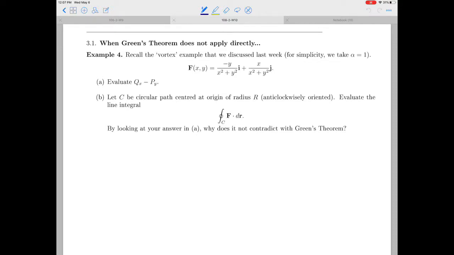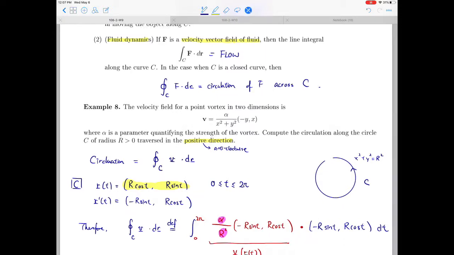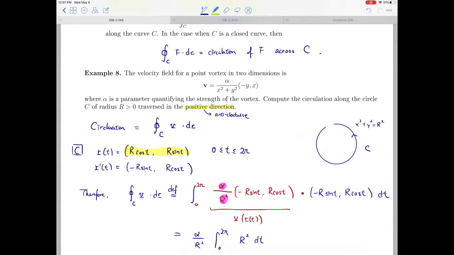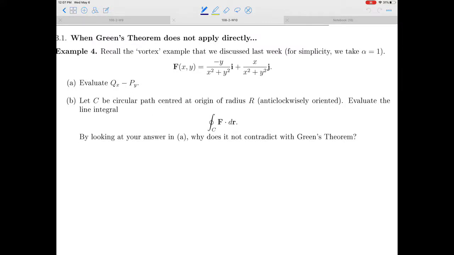This is an example that we discussed actually last week. If you remember the focus example, this is example 8, and then you have a vector field that looks like this. For simplicity, I'm going to take alpha to be 1. So if I take alpha to be 1, then this is the vector field.